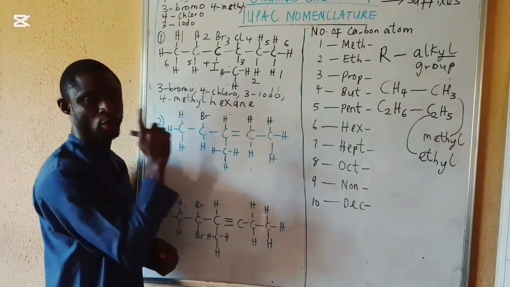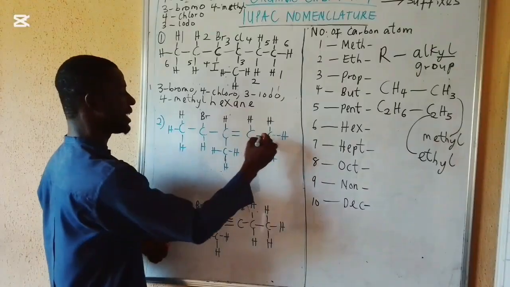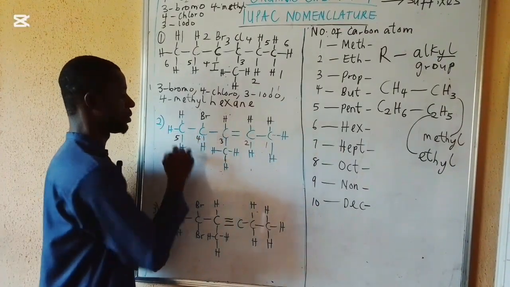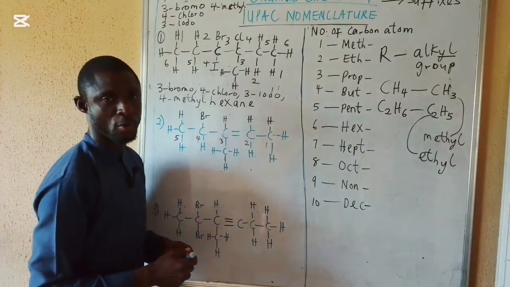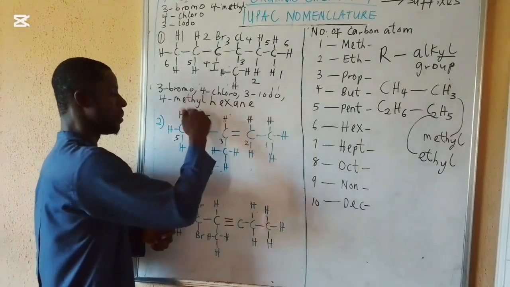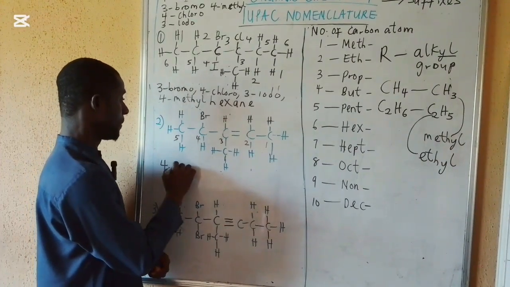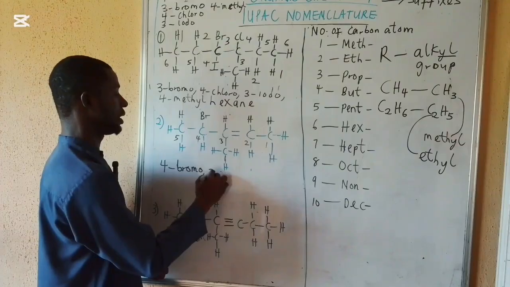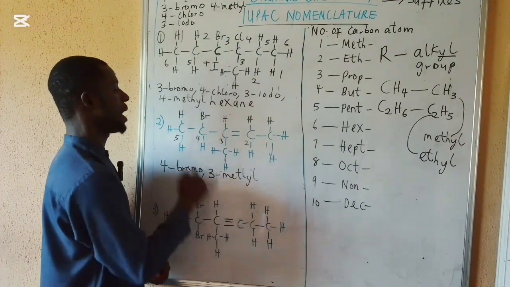So that means that my right number will be 2 and not 3. So if I number like this, 1, 2, 3, 4, 5, now my methyl will be on carbon number 3 and my bromine will be on carbon number 4. So the next thing to consider is my alphabetical order. B must come before M. So my right number will now be 4-bromo, 3-methyl.